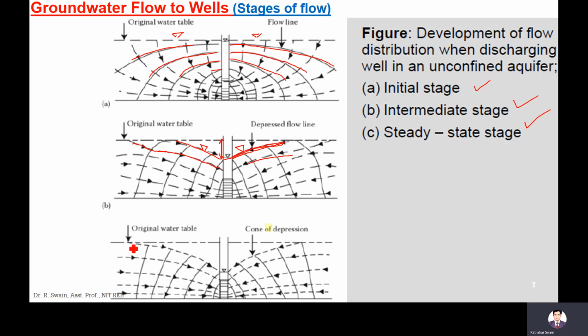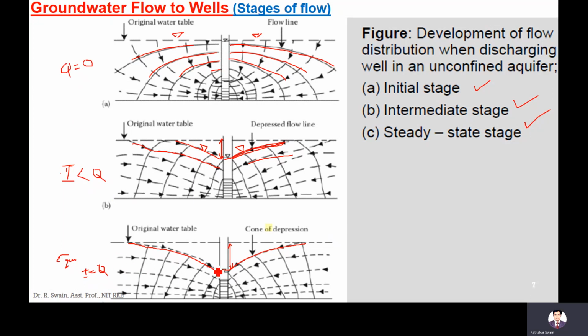After a certain point of time, there will be maximum drawdown. It means there will be no more drawdown. And here the inflow I becomes equal to Q. Here I was less than Q. Here Q is 0. Here I is less than Q. Here I becomes equal to Q. That means it attains equilibrium condition.